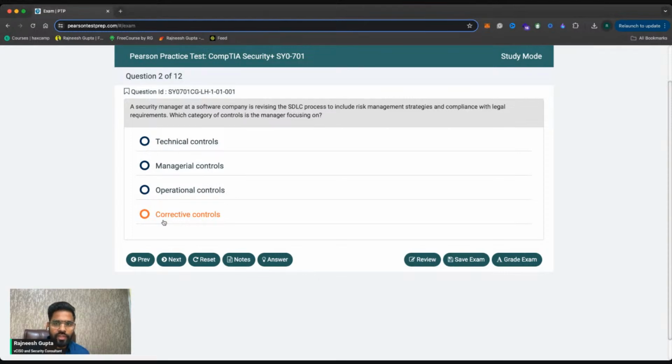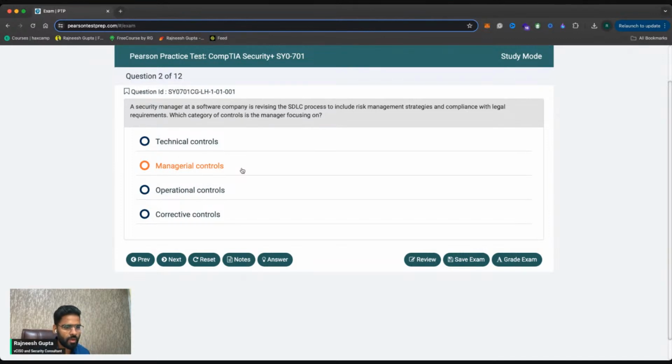At least in the question, we can't see that. Operation is all about doing something in the day-to-day activity related to process. It could be the technical control or managerial control. What could be that? I gave you a 50-50 lifeline. Now you should be saying the right answer.